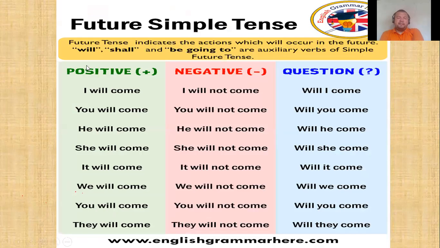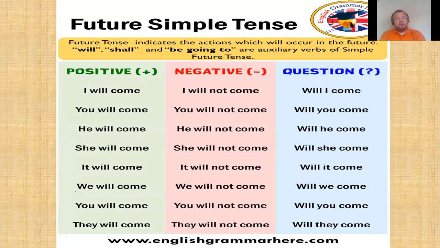Continue. We have positive, negative, question. We have the future simple tense. Future tense indicates the action which will occur in the future. Will, shall, and be going to are auxiliary verbs of simple future tense. For example, positive: I will come. Negative: I will not come. Question: will I come? You, you will come. In negative, you will not come. And question, will you come?